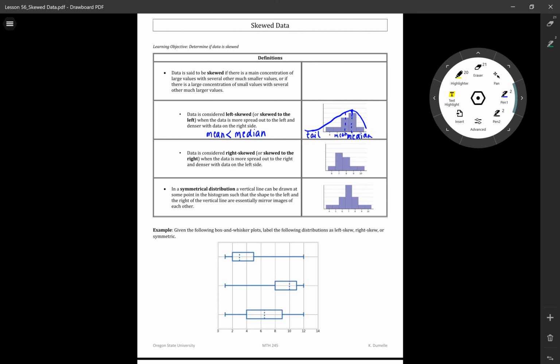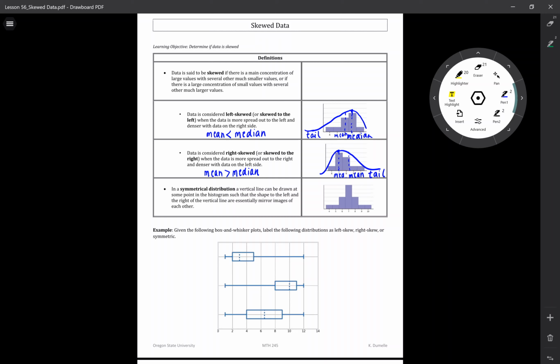The data is considered right skewed or skewed to the right when the data is more spread out to the right and denser with data on the left side. So we have this shape here. Here, this is our tail end. And here is our median. And our mean would be somewhere over here. So here our mean is greater than our median. So this is what happens when we have right skewed data. A lot of our data is concentrated lower, so our median is affected by that concentration, and our mean is higher.